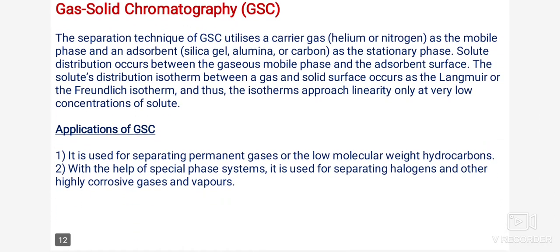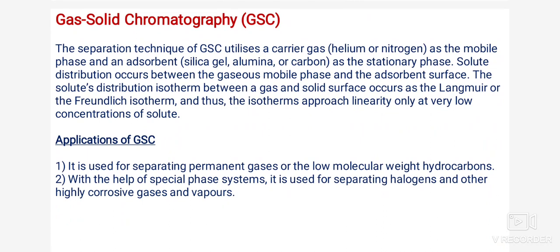Then gas solid chromatography, that is GSC. The separation technique of GSC utilizes a carrier gas, that is helium or nitrogen, as the mobile phase and an adsorbent, that is silica gel, alumina or carbon, as the stationary phase. Solute distribution occurs between the gaseous mobile phase and the adsorbent surface. The solute distribution isotherm between a gas and a solid surface occurs as the Langmuir or the Freundlich isotherm, and thus the isotherms approach linearity only at very low concentration of solute.